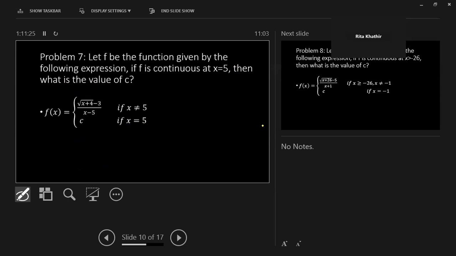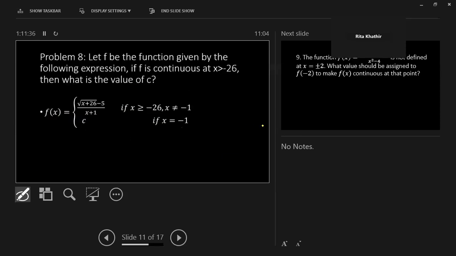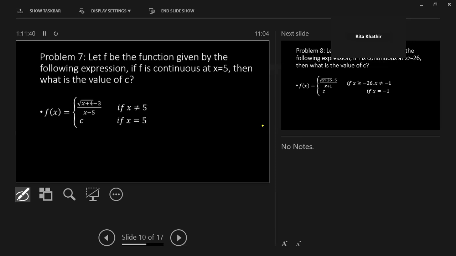Problem 7. I think you can do it by yourself. I discussed this yesterday. Problem 8. So today we discuss problem 7.